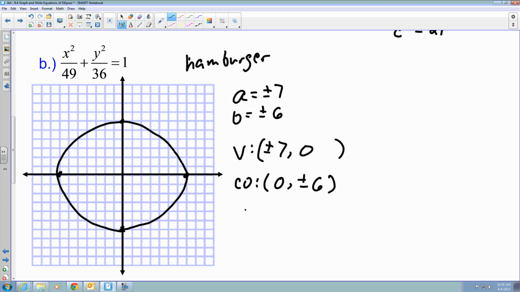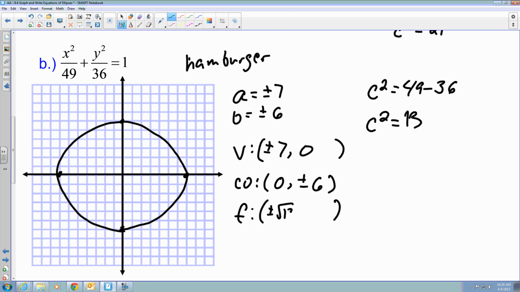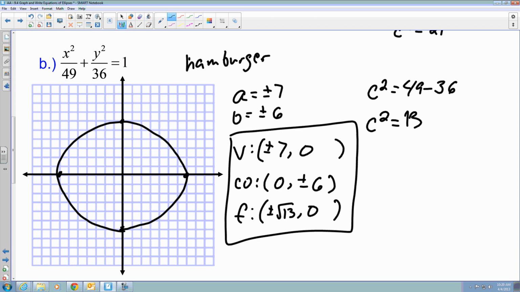So last thing I need to do is find what my foci are. And I can do that by taking c squared equals 49 minus 36. And so that means that c squared is going to equal 13. And then for my coordinates, I know that it's going to be in the x value, so it's going to be plus or minus the square root of 13 comma 0. So I found all the three things I needed to help me find my ellipse.